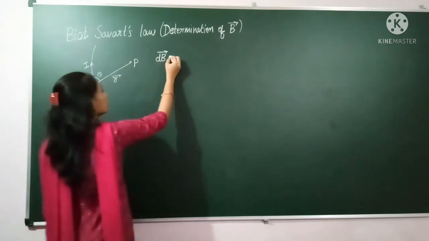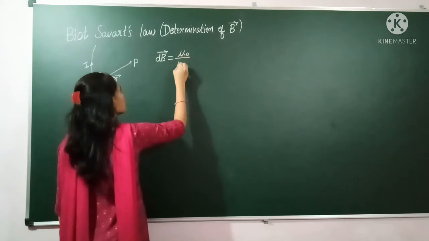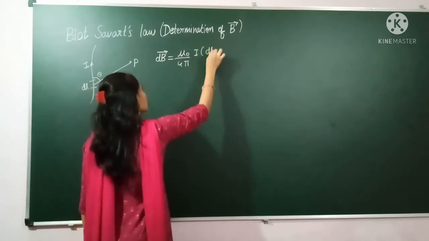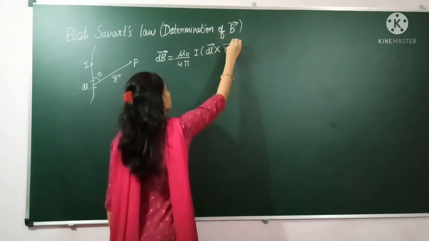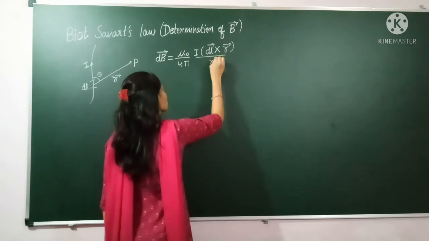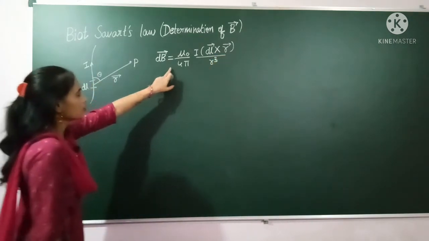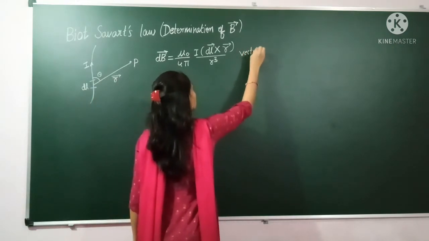This dB is written as mu naught divided by 4 pi, I multiplied by dl vector cross vector r, divided by r cube. This equation is called the Biot-Savart law, but this equation is in vector form. So I will write here: vector form.